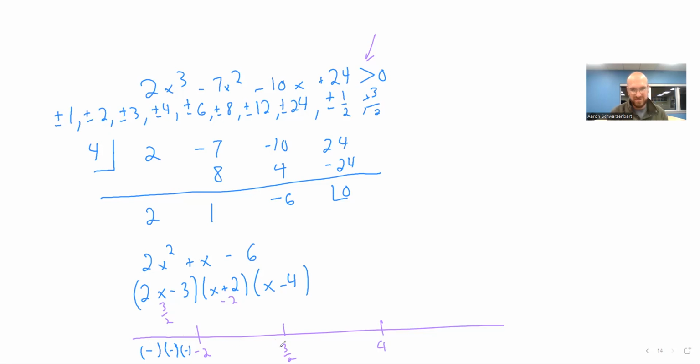From -2 to 3 halves, the easiest is 0, giving me -3, which is negative, +2, which is positive, and -4, which is negative. This makes a plus. It's going to be positive there. That's greater than 0.